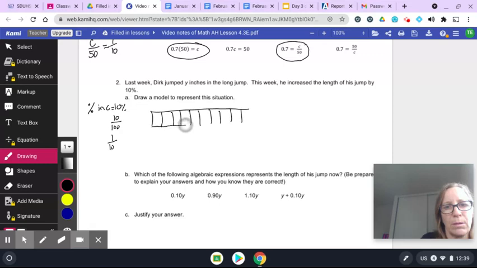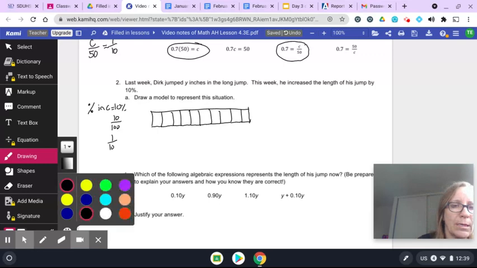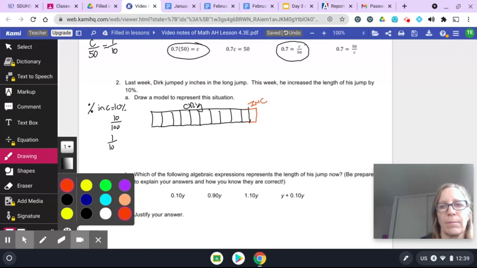1, 2, 3, 4, 5, 6, 7, 8, 9, 10. And I'm going to increase it by a tenth. So I am adding an additional 10%. Okay, so the black right here is my original, and this 10% is my increase. Okay, so there's my model.